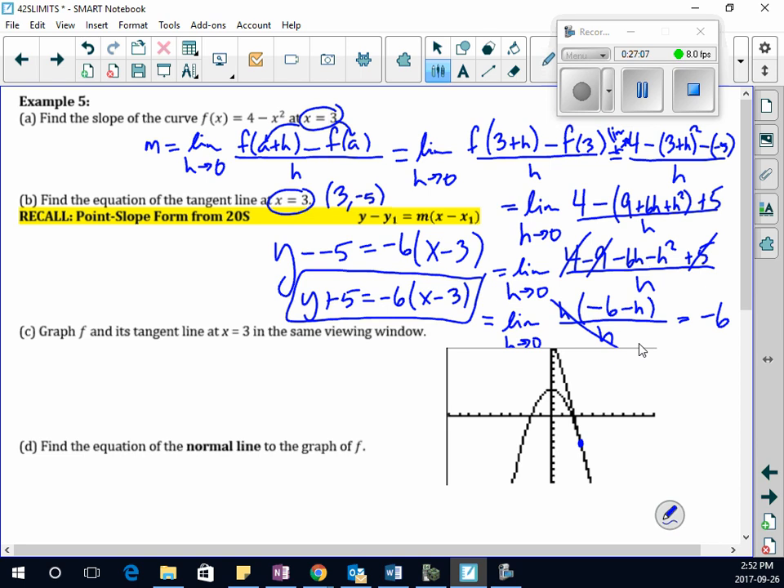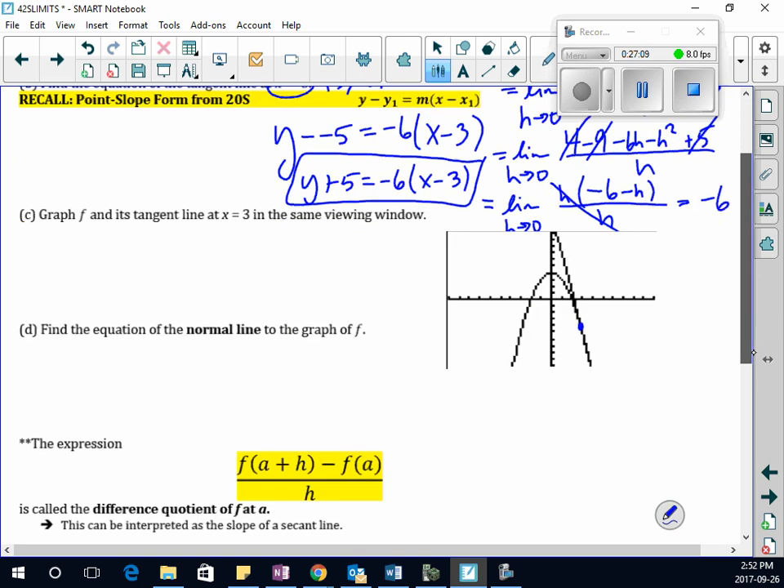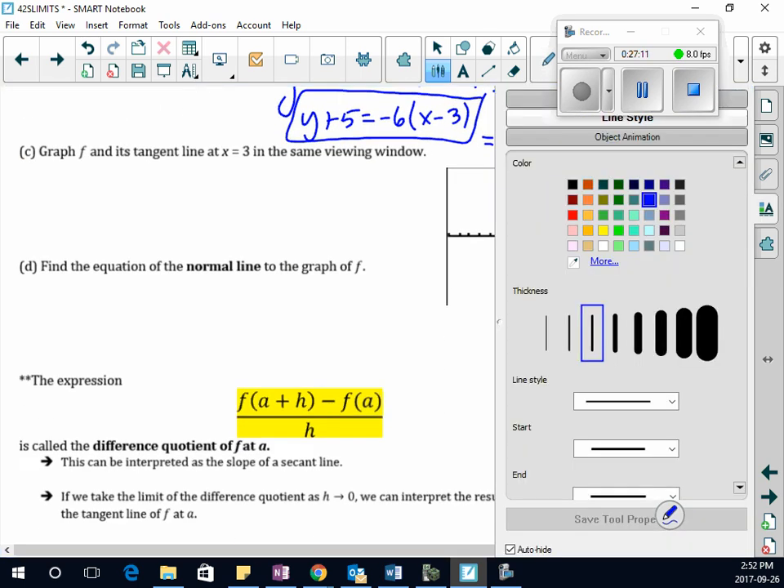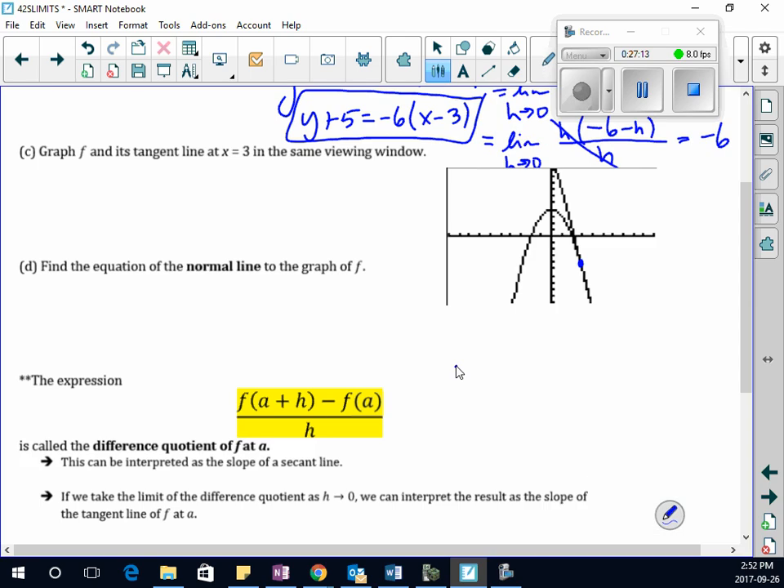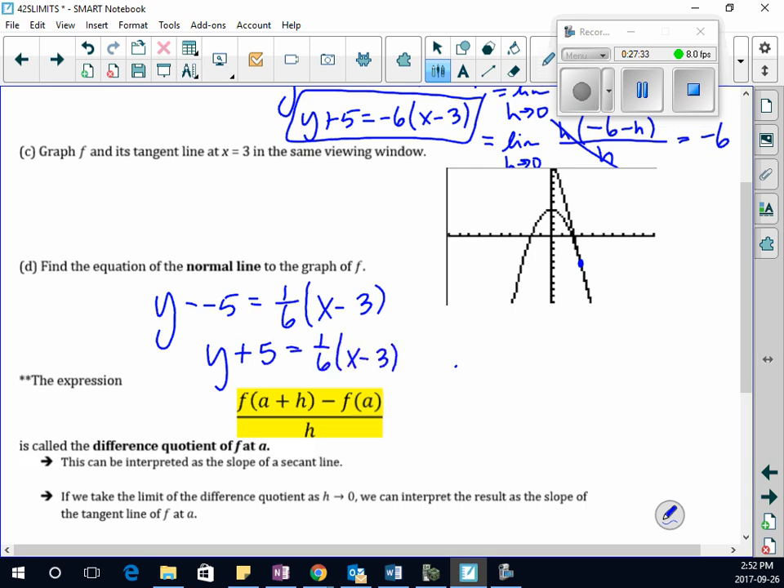Okay, how do we find the equation of the normal line? It's the negative reciprocal. So it's going to be the same point, but it's going to be the negative reciprocal. So y minus 5 equals, instead of negative 6, it's going to be positive 1 over 6, x minus 3. So then y plus 5 equals 1 over 6 times x minus 3.